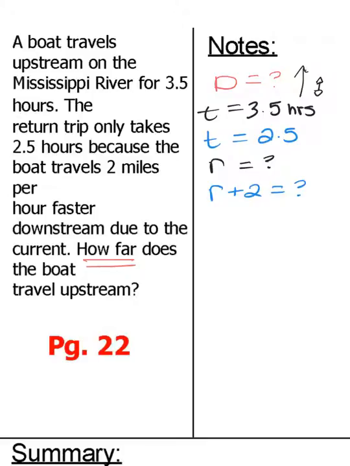We have our times, upstream and downstream. We know that downstream takes less time because we're traveling 2 miles per hour faster. Now, looking at all of that, what can I do with it? Well, I have a formula. What's my formula again? Distance equals rate times time. So I'm going to write that down.